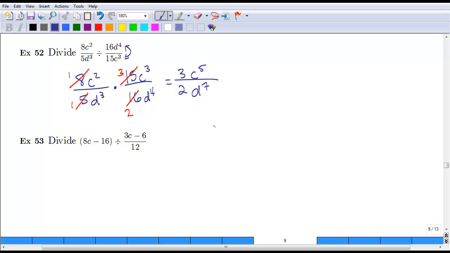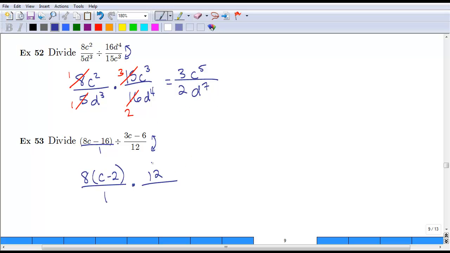Let's try another example. Anytime one or both of the pieces are not written in fraction form, we can always put them in fraction form by putting them over 1. So in this case, we can think of 8c minus 16 over 1 as a single term. So let's rewrite that down here in factored form because these both have an 8 in common. If we factor that out, we are left with c minus 2 in parentheses all over 1 again to keep it as a fraction. Now if we want to flip this one over, the 12 ends up top.